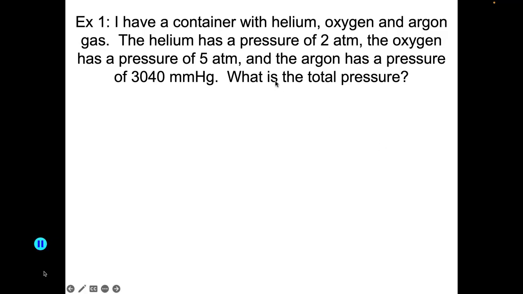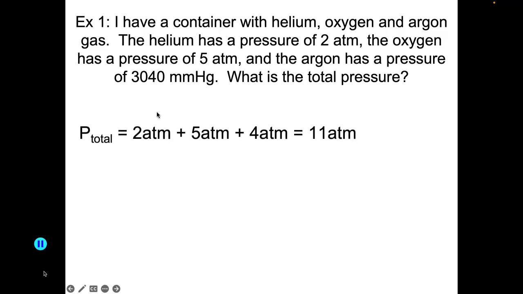So if we look at our 3 gases, we can see we have atmospheres and millimeters of mercury. So we need to convert them to all have the same unit. So it probably makes sense to convert this to atmospheres. So if we do that, we take 3,040 millimeters of mercury divided by 760 to get atmospheres. And if we do that, we get 4 atmospheres. So we have 2 plus 5 plus 4 gives us 11 atmospheres for our total pressure. Okay, this one's pretty easy. It's just adding, or it might be subtracting if we're trying to find the pressure of a specific gas.